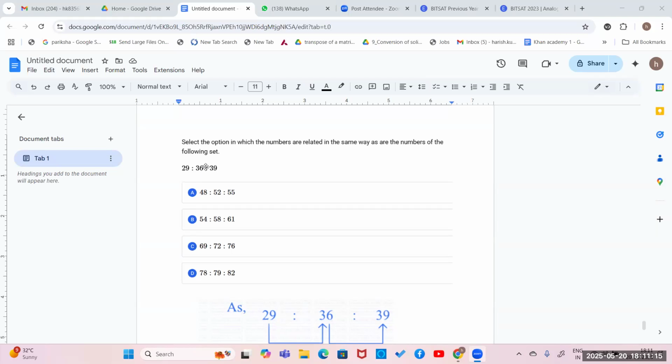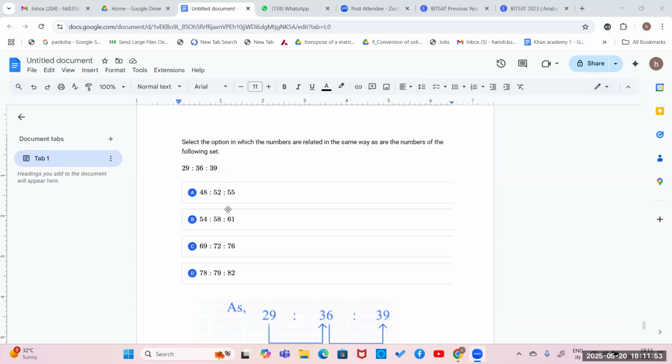So 29 to 36: I'm taking the difference of these digits and adding it to this number. 9 minus 2 is 7, so 29 plus 7 is 36. You can also observe it from the difference: when you get 7, the difference of 9 and 2 is also 7. That is one way of observing it. So 29 plus 9 minus 2. And again, 36 plus 6 minus 3 is 39.